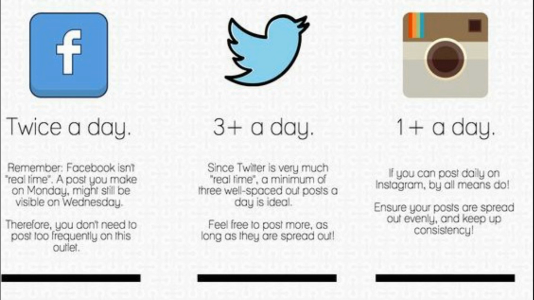Since Twitter is very much real time, a minimum of 3 well-spaced out posts a day is ideal. Feel free to post more as long as they are spread out. Now, Instagram, 1+ a day. If you can post daily on Instagram, by all means do. Ensure your posts are spread out evenly and keep up consistency.